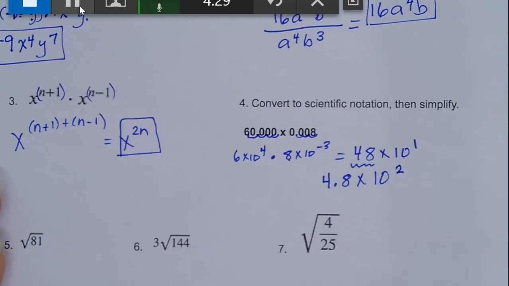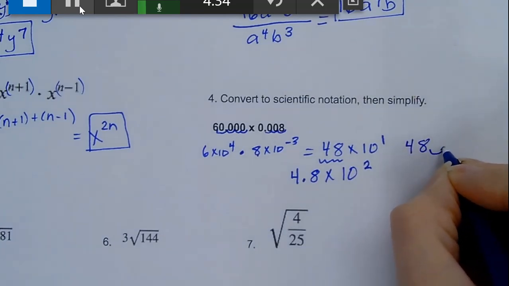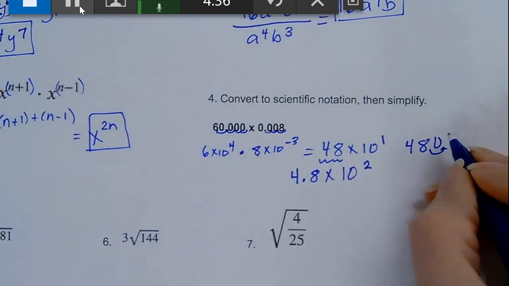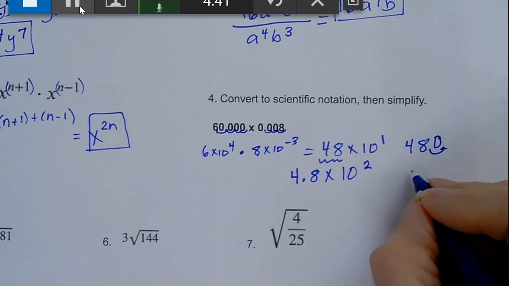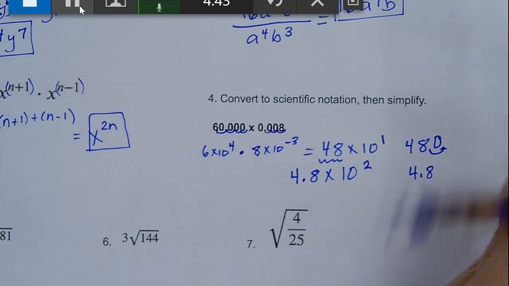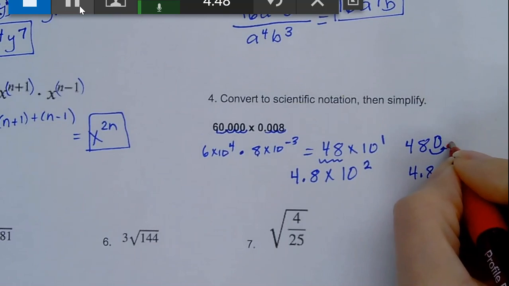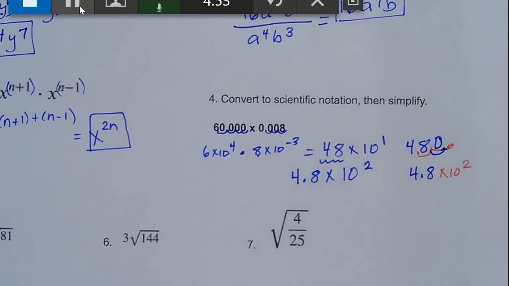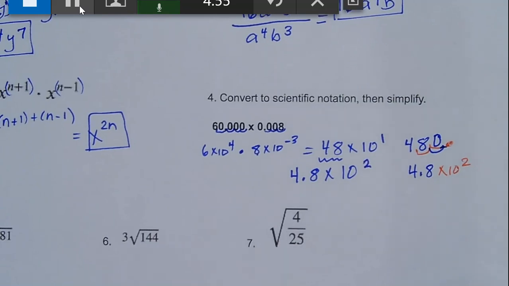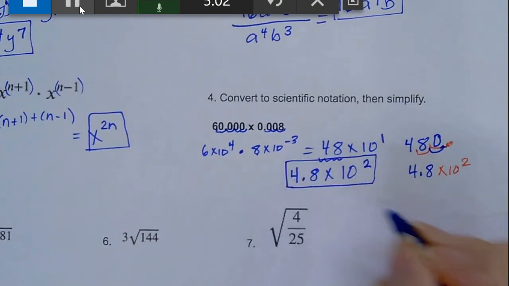Let me prove it to you. Okay, 48 times 10 to the 1 is going to be 48, and then I move my decimal point over, so it's 480. If I put this back into scientific notation, I'm going to have 4.8, so it's times 10 to the 2. Okay. So that is my answer, 4.8 times 10 to the 2 there.